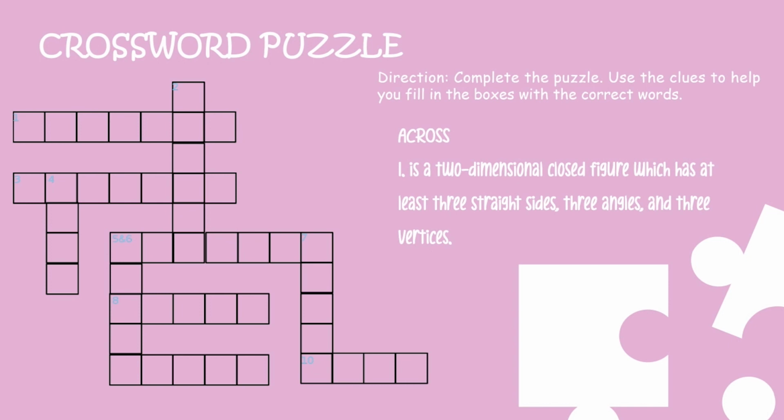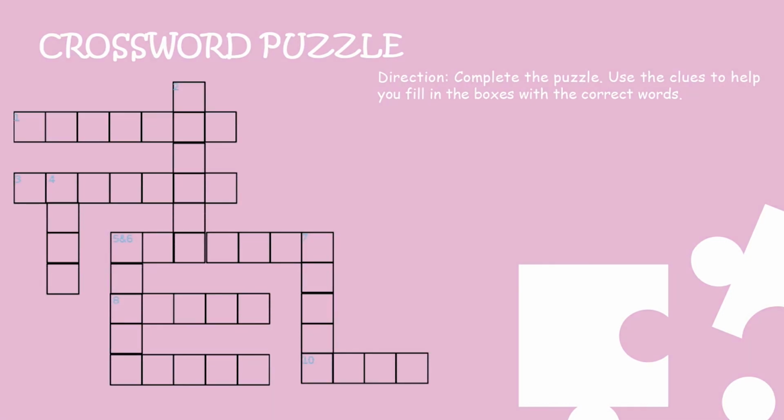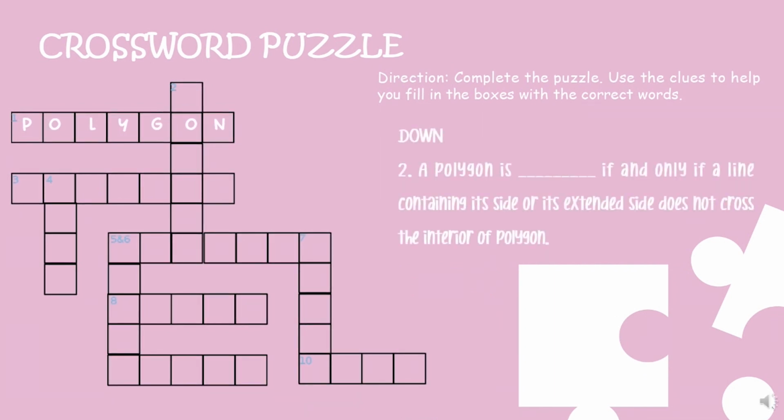Number one, across: it is a two-dimensional closed figure which has at least three straight sides, three angles, and three vertices. What do you think the answer is? Correct. It's polygon. Number two, down: a polygon is blank if and only if a line containing its sides or its extended sides does not cross the interior of the polygon. Correct. So it's convex.